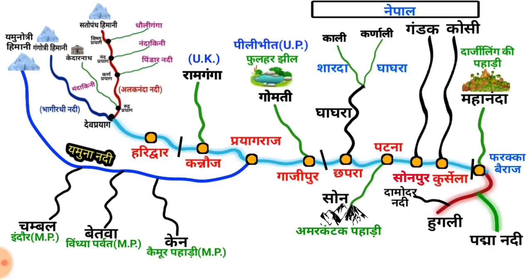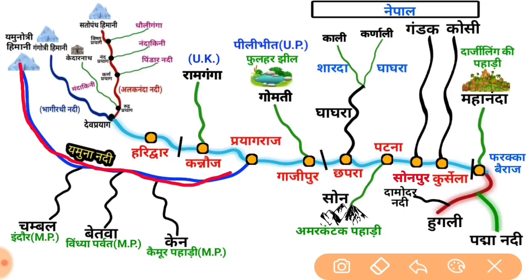So Yamuna is a river. It flows parallel to the Ganga River. And what does it do? It meets the Ganga River at Prayagraj. And remember, the Yamuna River is also called the Kalindi River. In the exam it was asked which river has another name Kalindi. So the Yamuna River is called the Kalindi River.